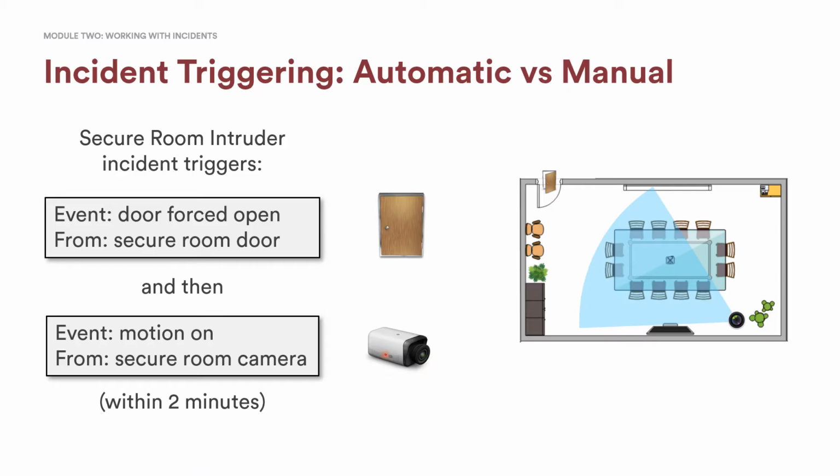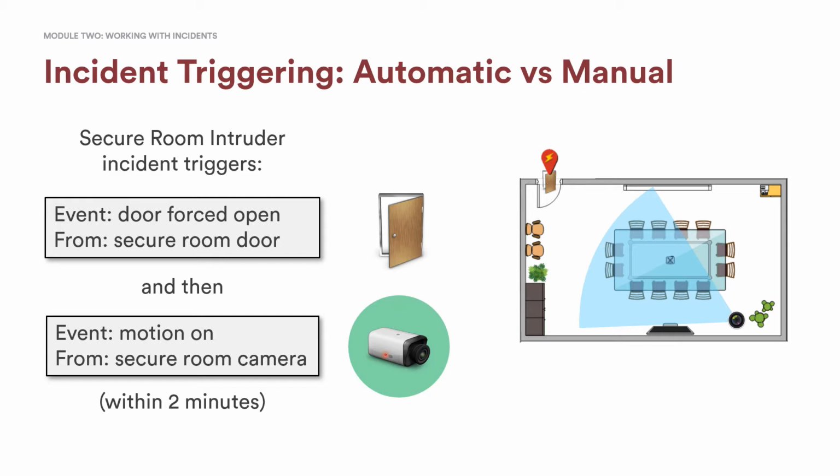When an incident is created on the system, Mission Control can be told to look for specific triggering events. Like if we're looking for an intruder in a secure room, we can program Mission Control to look for an event where the door to the room is forced open and then the camera in the room detects motion. If both of these events happen in that order and within a time range we set, Mission Control will create an incident and place a pin on the map where the incident originated. This would be the door to the room in our example.